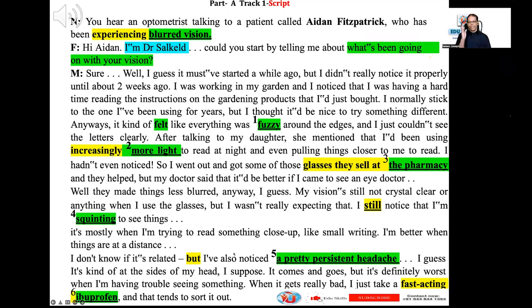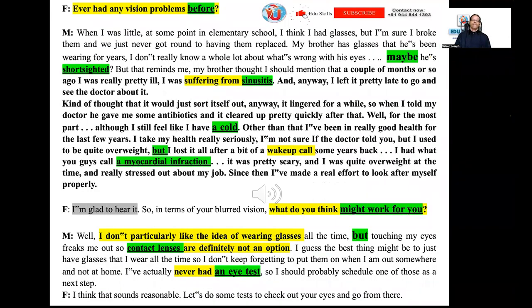This is the sequence you have to see. As soon as there is a medicine or an issue or a condition, then the next one will be the treatment part. Okay, diagnosis, then you have medication. Okay, so, ever had any vision problems before? The background details, medical history and background details. So you see, I said maybe he is short-sighted. Maybe is the modal verb used. Synonym used is possibly, that I will be showing you.